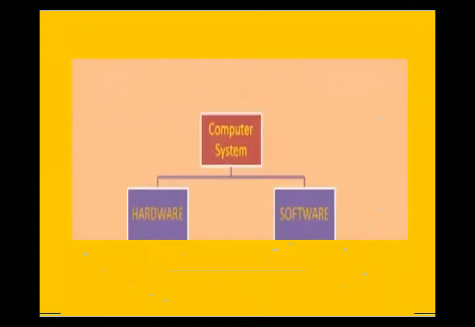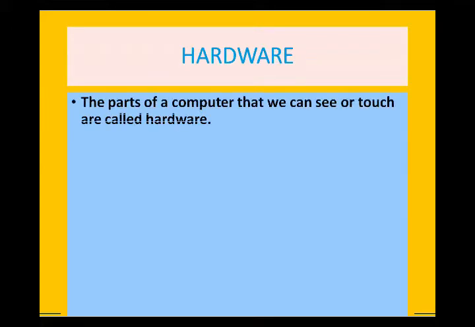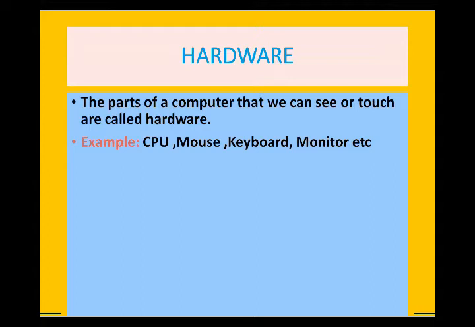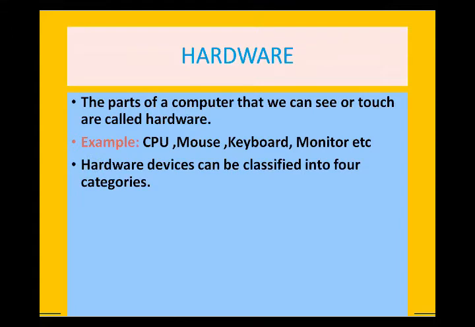A computer system is made with two components, hardware and software. First we discuss what hardware is. The parts of a computer that we can see or touch are called hardware. For example, CPU, mouse, keyboard, monitor, etc. These are all hardware devices. Hardware devices can be classified into four categories: input device, processing device, output device, and storage device.